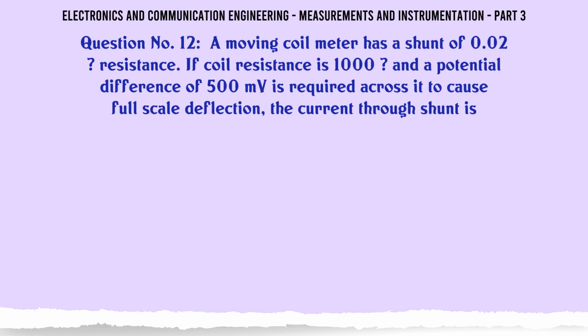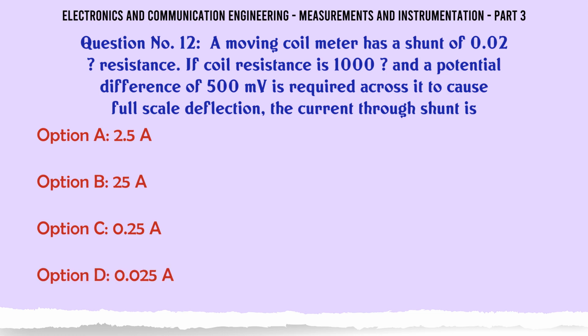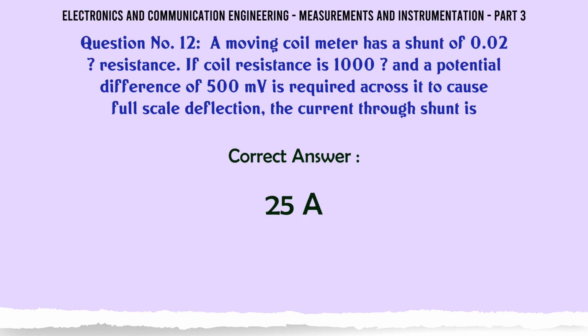A moving coil meter has a shunt of 0.02 ohm resistance. If coil resistance is 1000 ohms and a potential difference of 500 mV is required across it to cause full-scale deflection, the current through shunt is: A, 2.5 A; B, 25 A; C, 0.25 A; D, 0.025 A. The correct answer is 25 A.